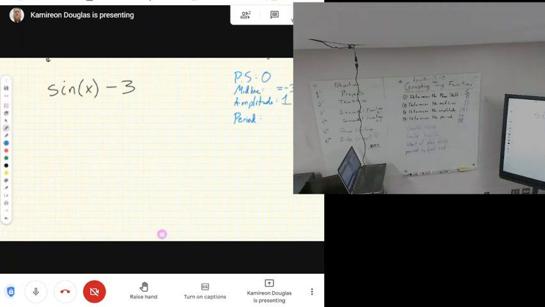The period. So what I do is I take my b value, I plug it into this formula, 2 pi over b. What's my b value in this case? In this case, my period is 2 pi. And we'll take 2 pi, draw this graph.